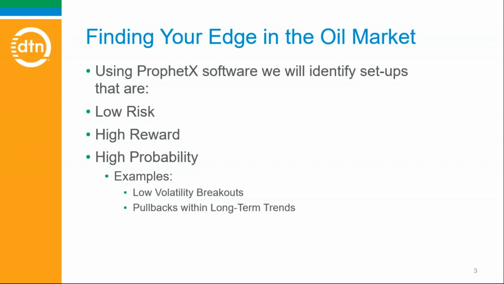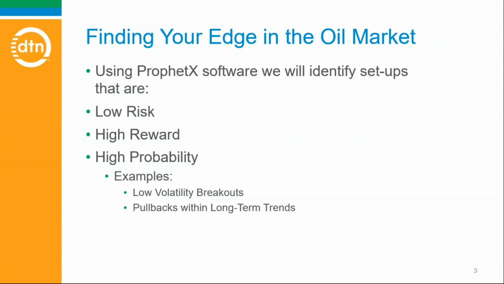The other possibility, of course, is a real breakout. And because we were in low volatility, because we were in a low risk environment, the possibility of a breakout from low volatility enables us to have high reward. So that's a golden ticket scenario. Low risk, high reward, high probability.